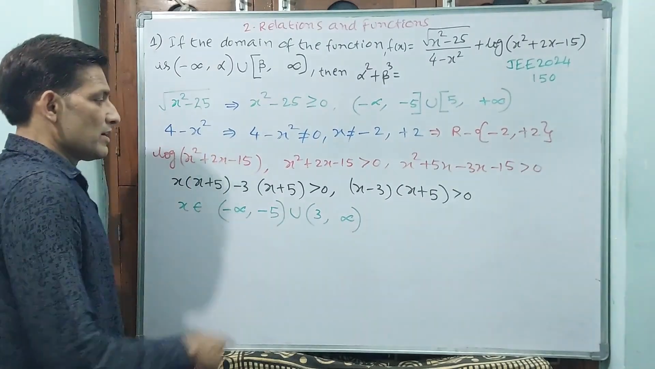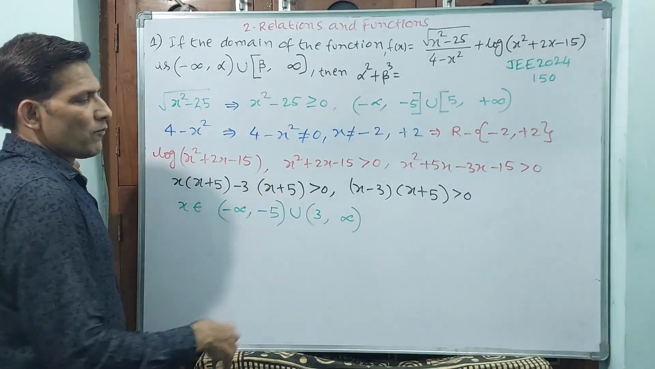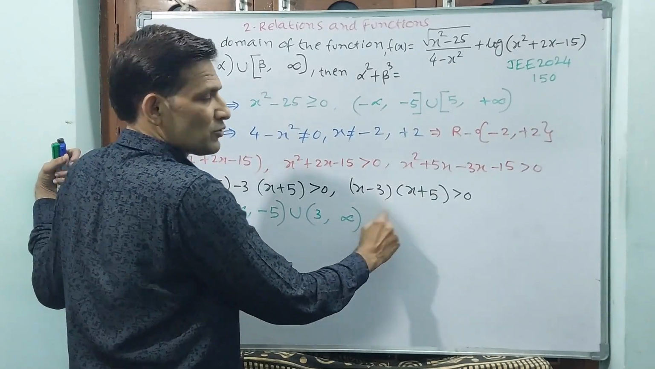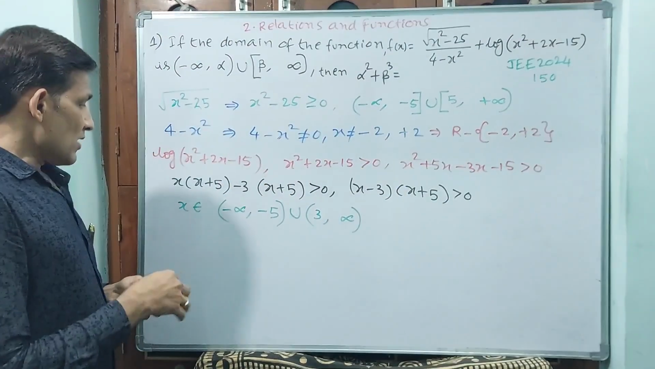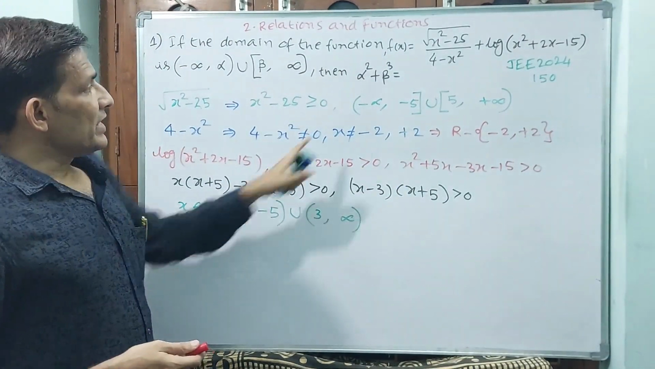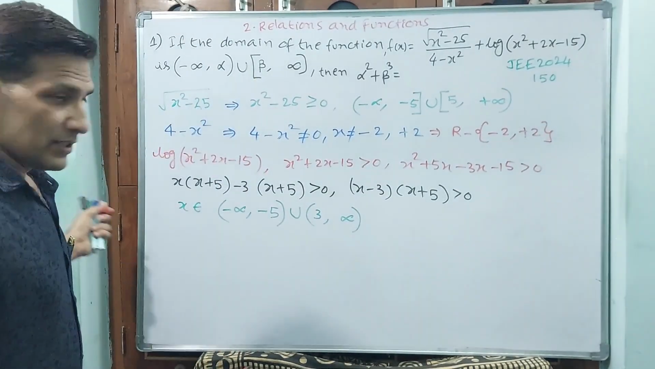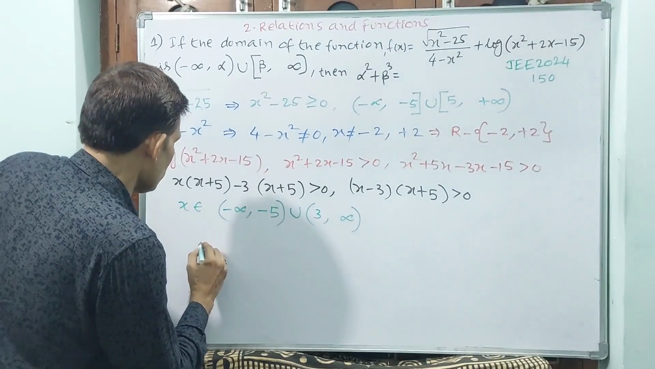Greater than 0. Okay. What about greater than 3? Take 4: 4 minus 3 is 1, positive; 4 plus 5 is 9, positive. Positive into positive is positive. Now see, these three you have to combine, then only you are going to get this value. See how I am doing this now. Observe carefully, this is very crucial.